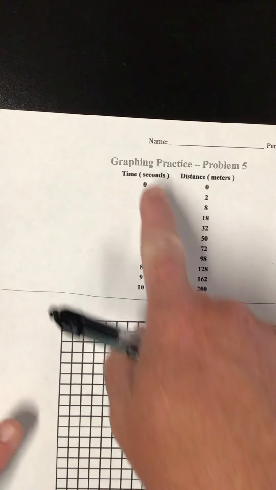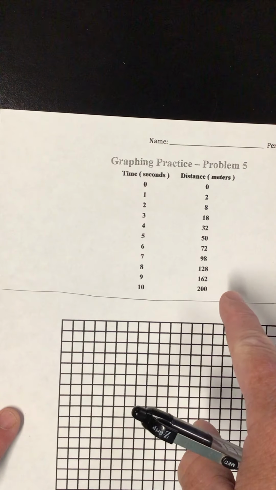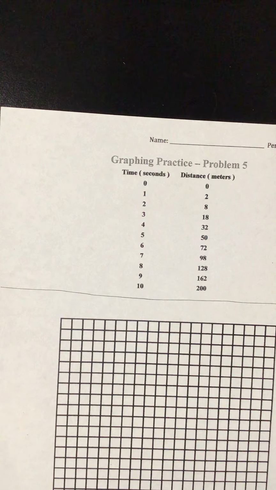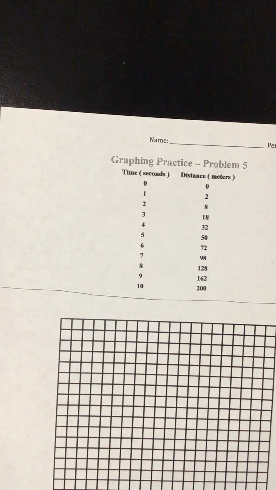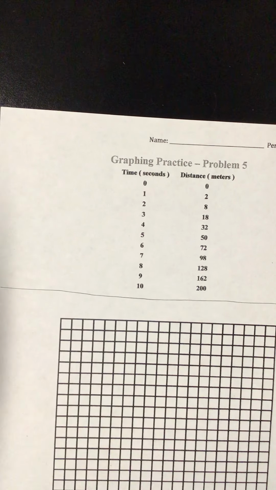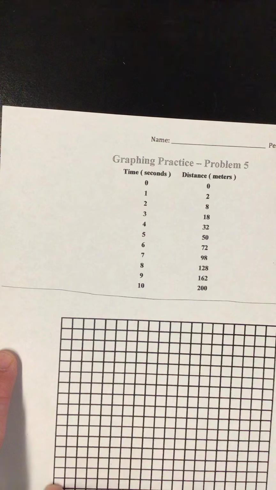How do I know which one of these is going on my x-axis versus my y-axis? There was a thing that I told you. Do you remember? Time almost always goes on the x-axis. Almost. I won't say always because there'll be exceptions. But almost always, time's going to go on your x-axis.